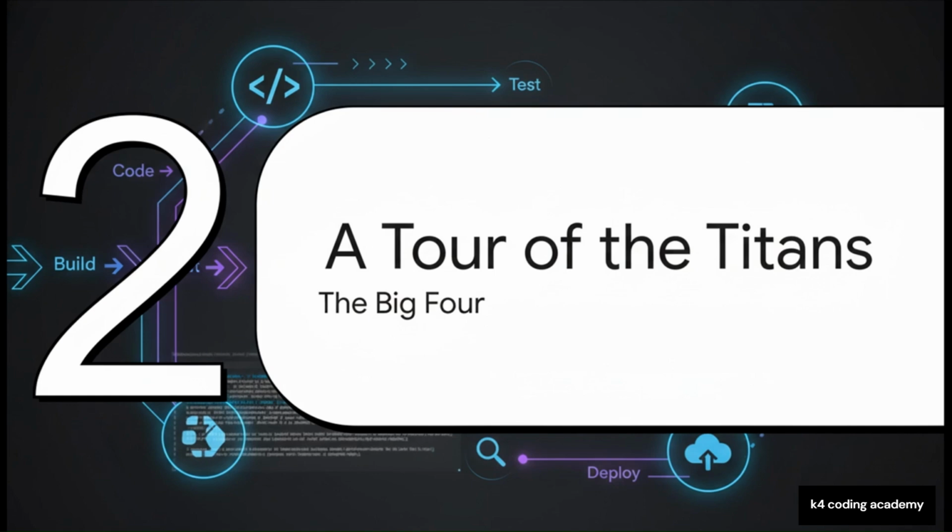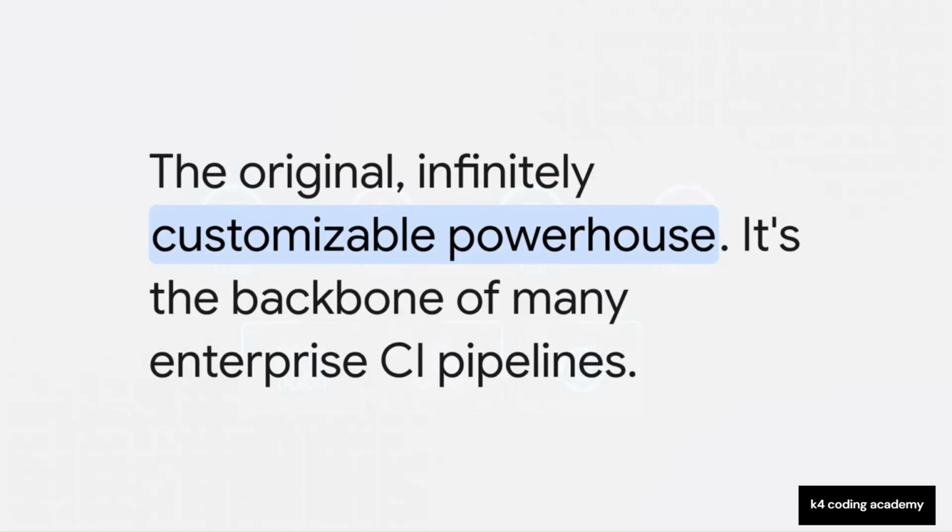Okay, now that we've got the basics down, let's meet the heavyweights. We're going to take a tour of the 4 most popular CI tools you're going to run into out there in the wild. And we absolutely have to start with Jenkins. It's kind of the original gangster of the CI world. It's one of the oldest, most established automation servers out there. Just think of it as this infinitely customizable powerhouse.